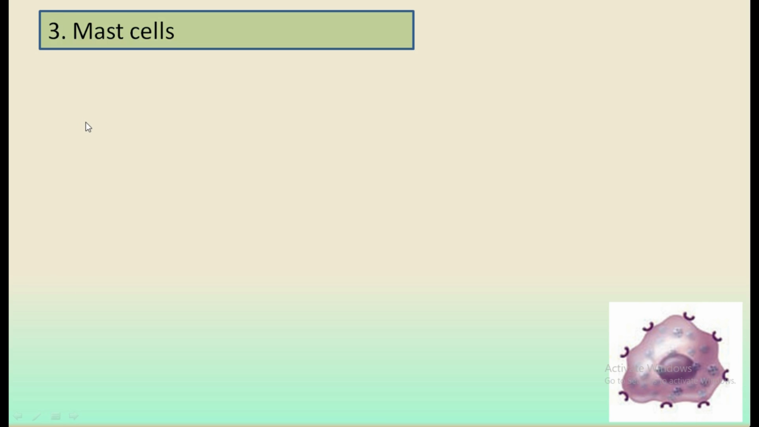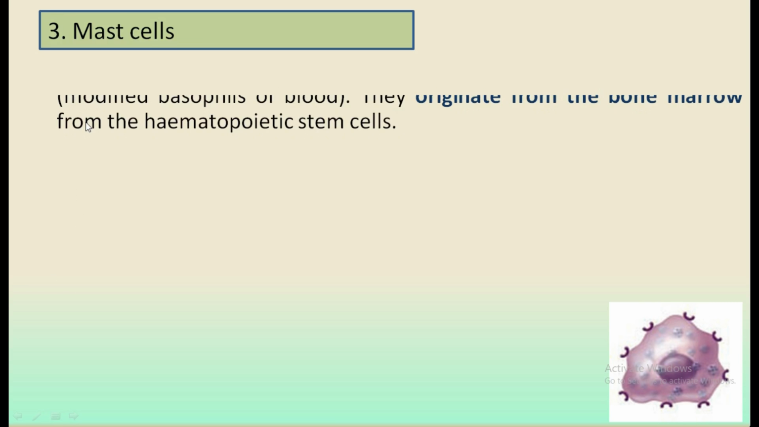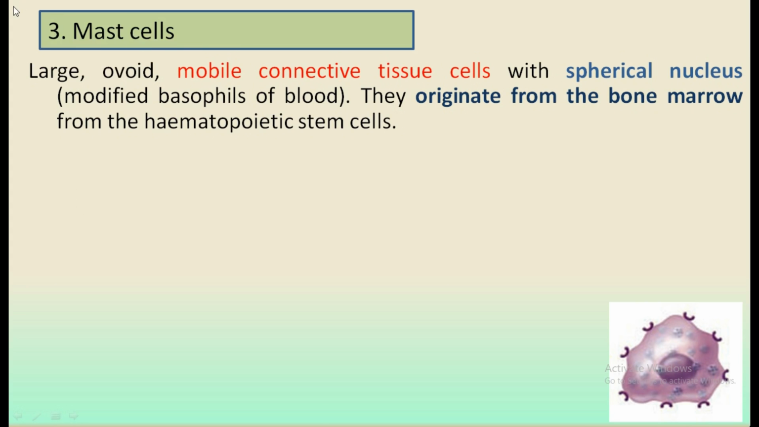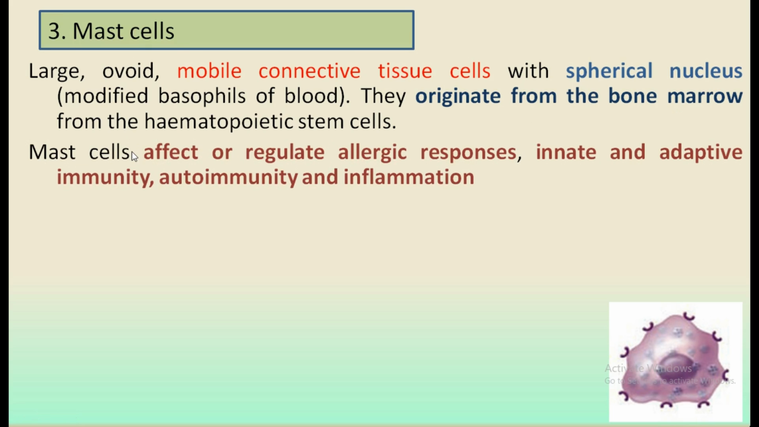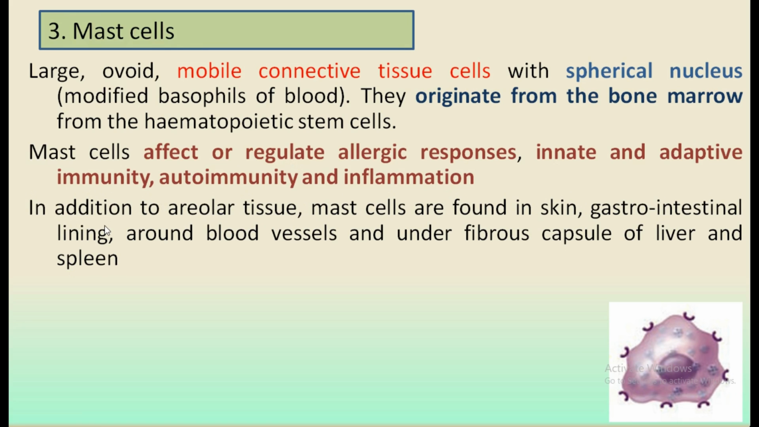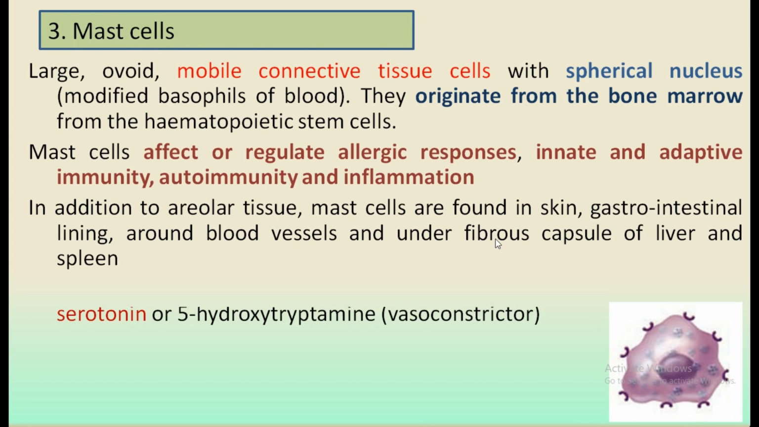The third type of cells which are present in the areolar tissue are mast cells, and mast cells are large, ovoid, mobile connective tissue cells with spherical nucleus, and they originate from the bone marrow from the hematopoietic stem cells. These are very important because they affect or regulate allergic responses, innate and adaptive immunity, autoimmunity, and also inflammation. In addition to areolar tissues, mast cells are also found in skin, gastrointestinal lining, around blood vessels, and under the fibrous capsule of liver and spleen.